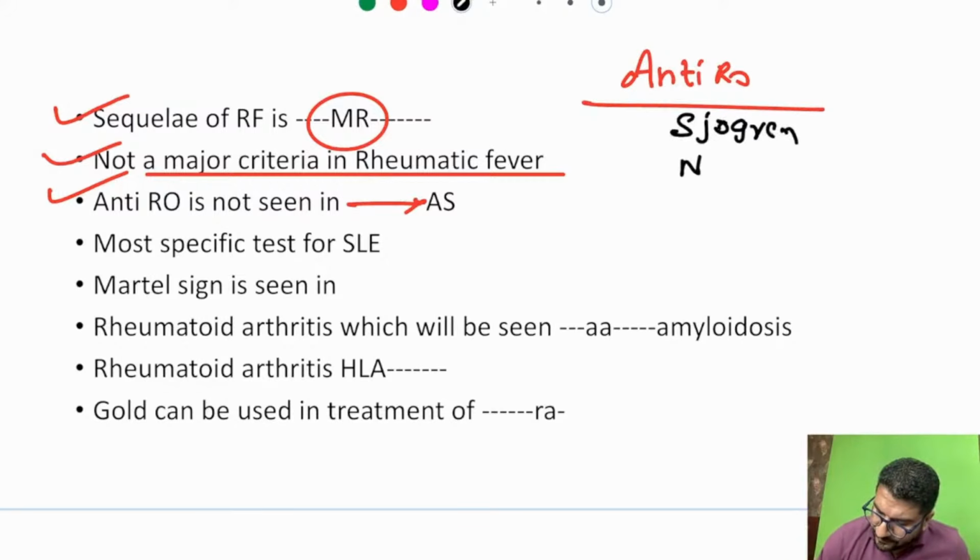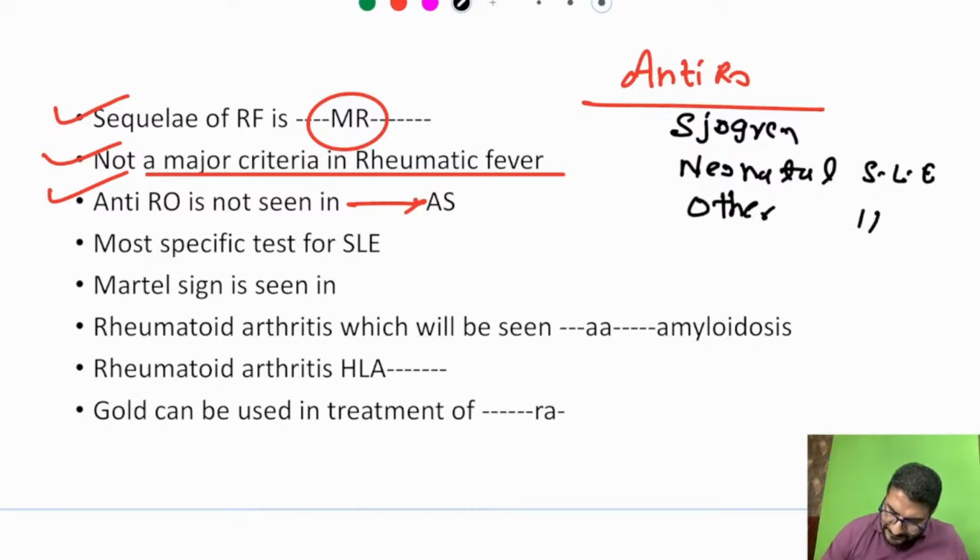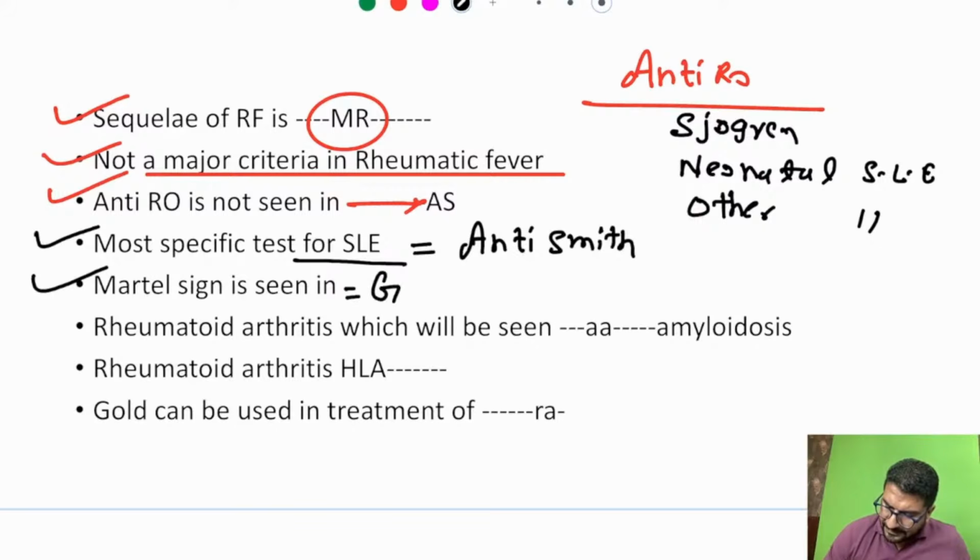Anti-Ro you will see in neonatal SLE, and anti-Ro you will see in other SLE forms. The most specific test for SLE is anti-Smith. Martel sign you will see where? In a gout patient.